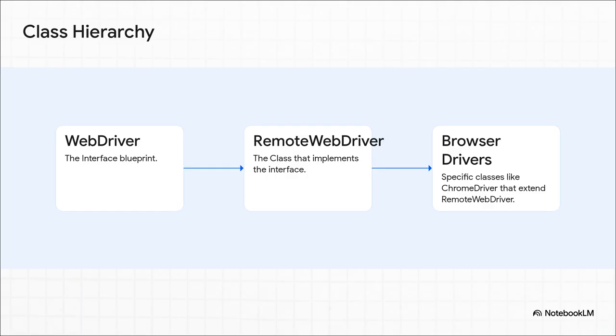And here is how that blueprint gets used. At the top, you have the WebDriver interface. That's the contract. Then you have a general class called RemoteWebDriver that handles a lot of the common stuff. And then you have the specific classes for each browser, ChromeDriver, FirefoxDriver, and so on. Each of these agrees to follow the rules of the main contract, but they each have their own unique way of talking to their specific browser.